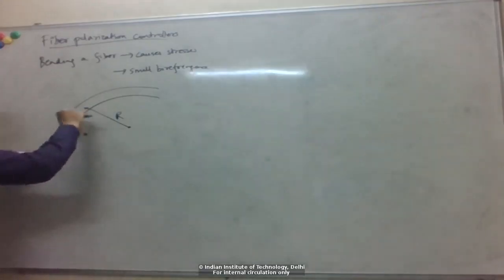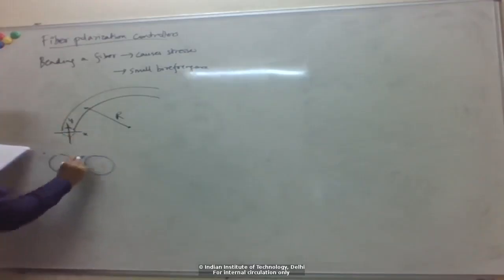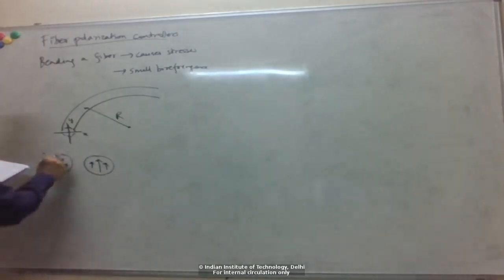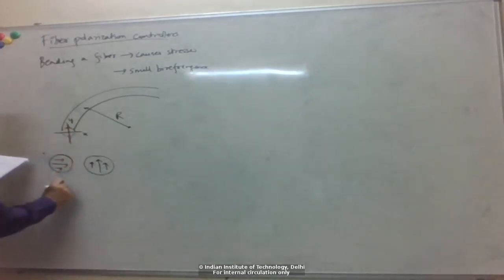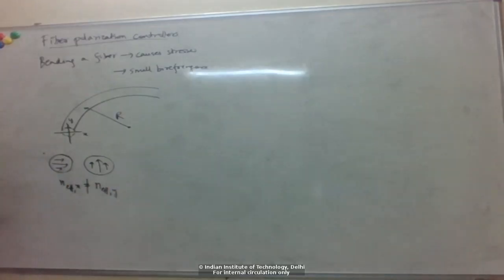So what happens is, because of this stress, the N effective, again, recall we had these two modes, right? Let's say I have a single mode fiber, so the LP01 mode had these two polarization states, and for a perfect fiber, these two are degenerate. But now because of this stress, the N effective for this X polarized mode is no longer equal to the Y polarized mode.